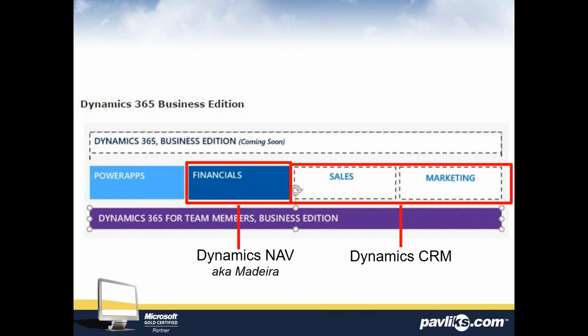especially. So in the business edition, it's not even available yet to buy the plan, which will include Power Apps, financials, sales, and marketing. There is even talk about a customer service element. Essentially what these pieces will be is Dynamics CRM, and this element will be a variation of Dynamics Nav called Madeira. And then Power Apps will be there as well. There is also a team member version of this SKU where it'll be a less expensive one that grants read-only access across the whole breadth of the product.